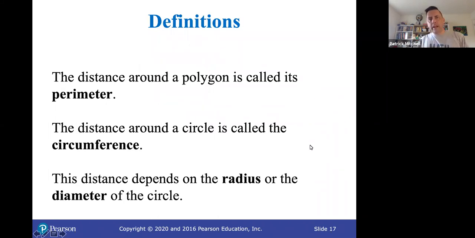All right, then we get into perimeter and circumference. Perimeter and circumference are pretty much the same idea. It's the distance around the shape. It's just that for a circle, we use this word circumference. This is only used for circles. Any other kind of shape, it's called the perimeter. And the distance around a circle depends on either the radius of the circle or the diameter. So there are 2 different formulas depending on whether you're using the radius or the diameter.